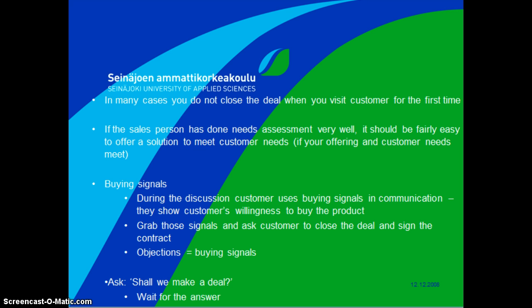Basically, needs assessment, as we have discussed earlier, is a very important issue to find out what our customer needs, what kind of needs, so we find a tailor-made solution. If you have done that very well, it should be fairly easy to offer a solution to meet customer needs. If you have needs and your own product characteristics meeting, you can provide solutions for those customer needs.